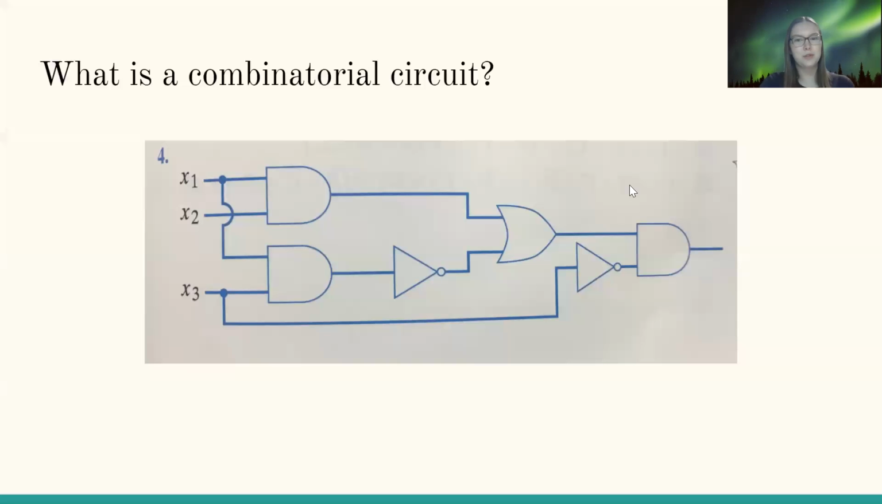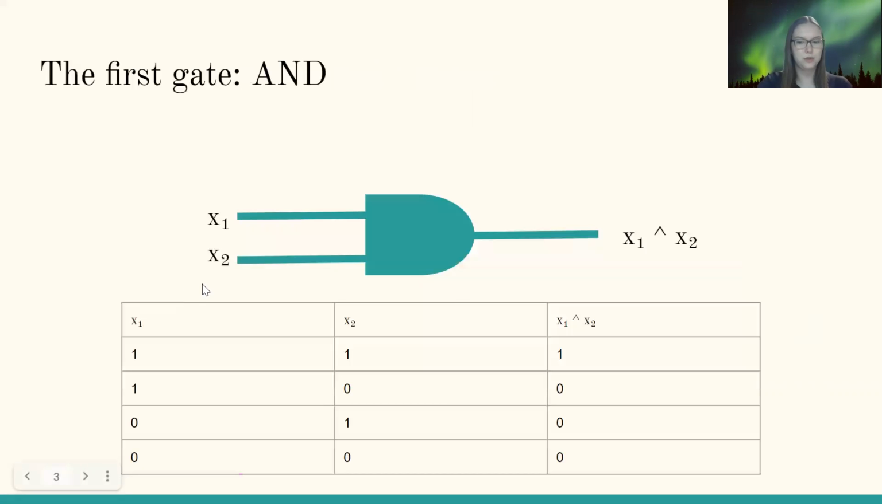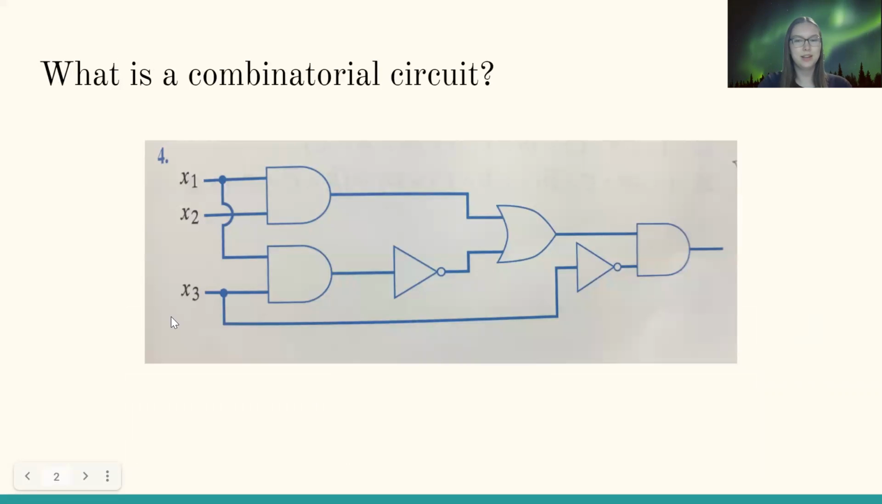Anyway, here's a combinatorial circuit from the book, so you can just get an idea of what they look like. They are made up of these gates. These shapes are the gates. And basically we put inputs, ones and zeros, in this side. So we assign maybe x1 equals 1 and x2 equals 0 and x3 equals 1. And then we see what these gates do to those inputs. We see what our output is, and our output will also equal a 1 or a 0.